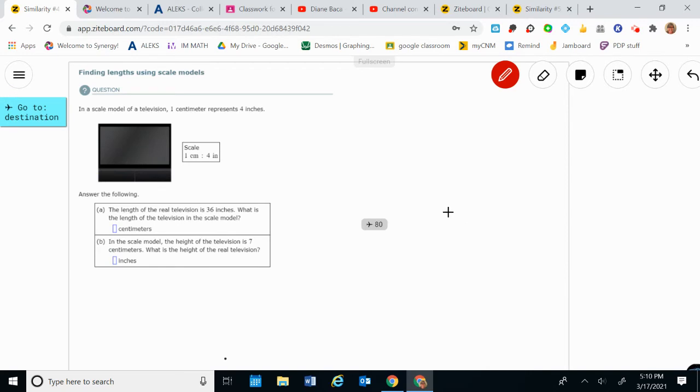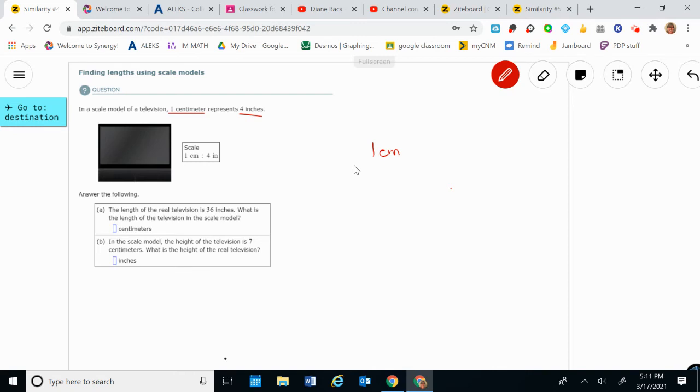All right, so here's my other scale. In a scale model of a television, 1 centimeter represents 4 inches. Okay, the length of the real television is 36 inches. What is the length of the television in the scale model? Again, if you can just do this in your head, you're welcome to. But this is how you do it with the math.